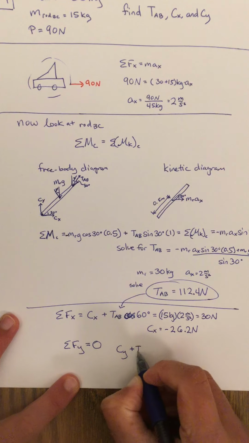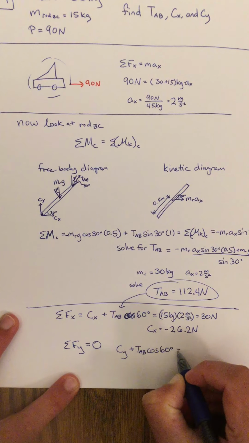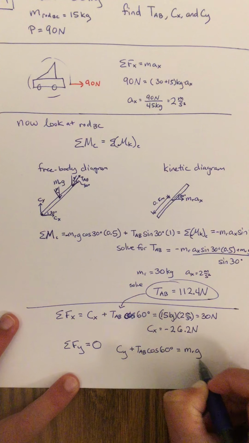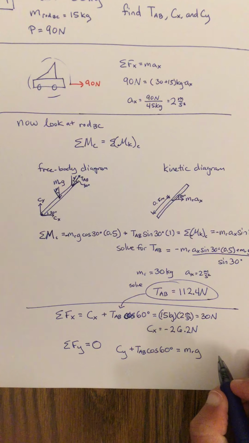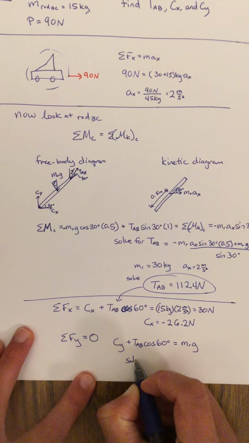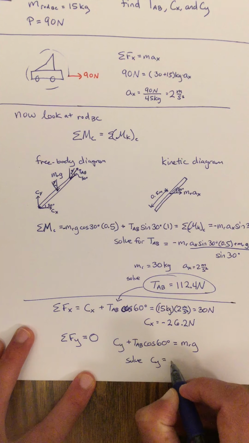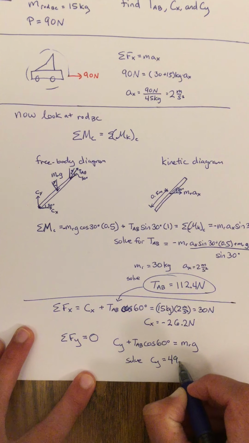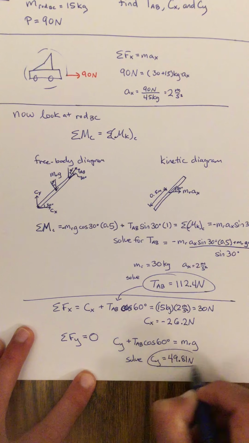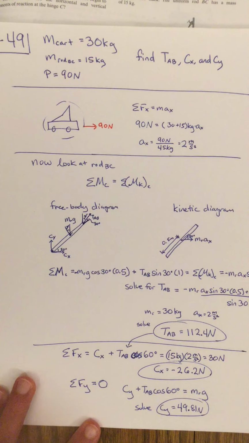So we could say plus TAB cosine of 60 degrees is equal to the mass of the rod times G, since that's acting downwards. Okay, and you know what the mass of the rod is, you know what tension is, and so you can plug everything in and you can solve for that on your own, and you should get Cy is equal to 49.81 newtons. And that concludes problem 49.